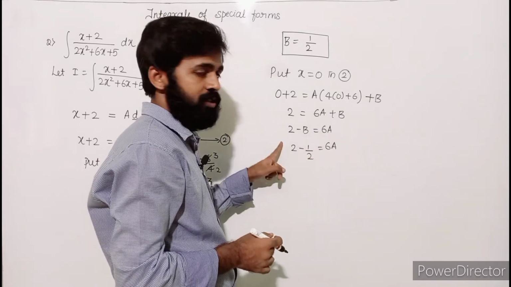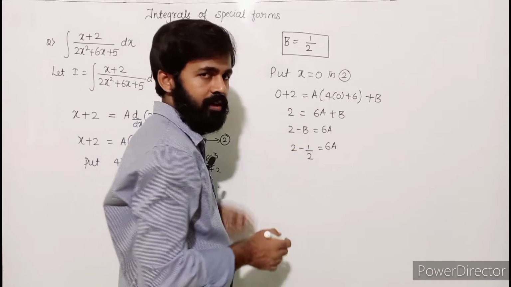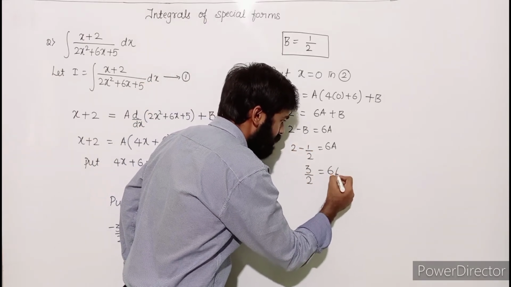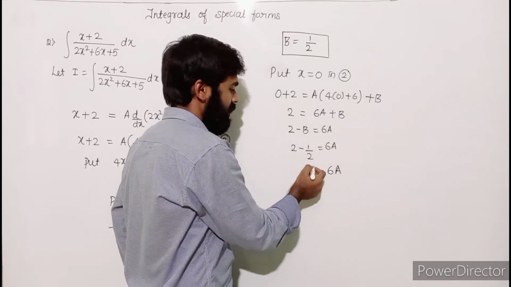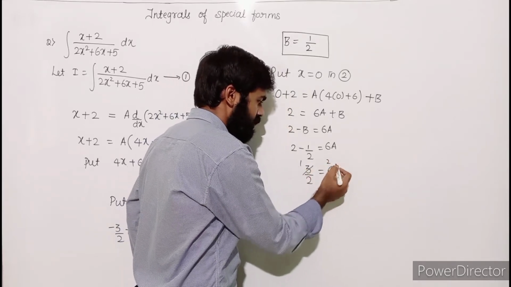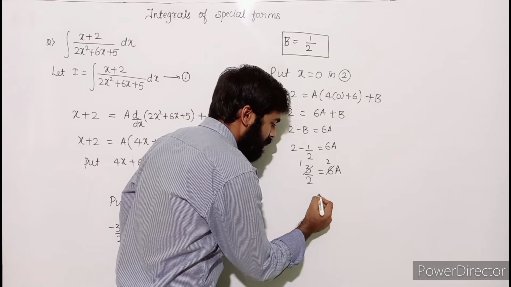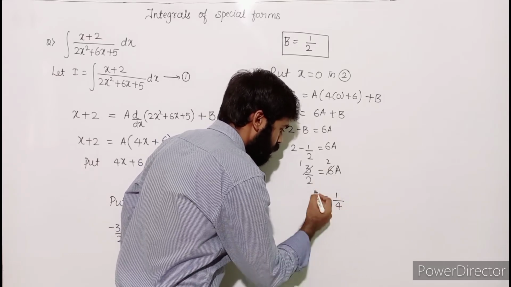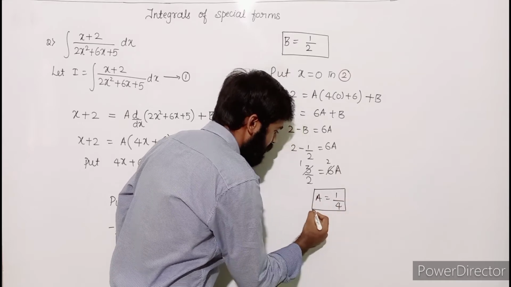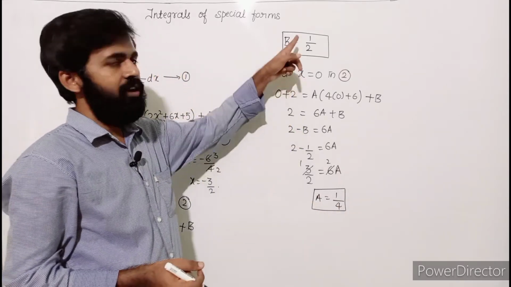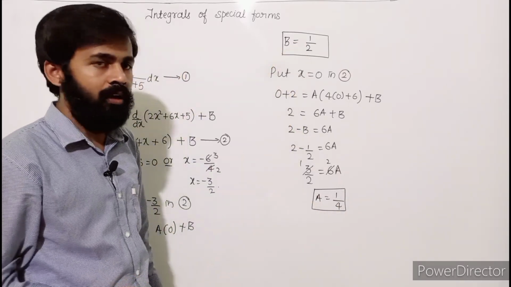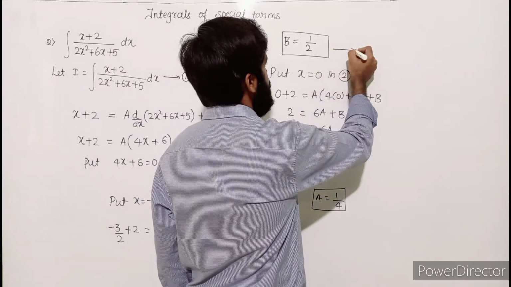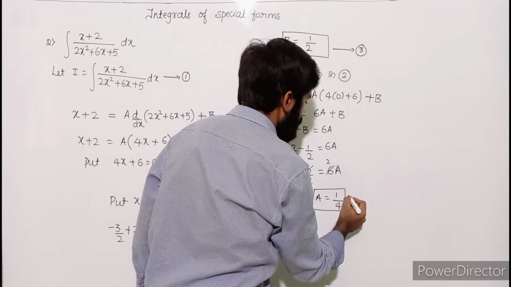Right. Now 2 2s are 4. 4 minus 1, 3. So we get what? 3 by 2 equals 6a. Now here you can see 3 1s are 3, 2 2s are 4. Now a equals 1 divided by 2 2s are what? 4. So we got the value of a as what? 1 by 4. And we got the value of b as what? 1 by 2.